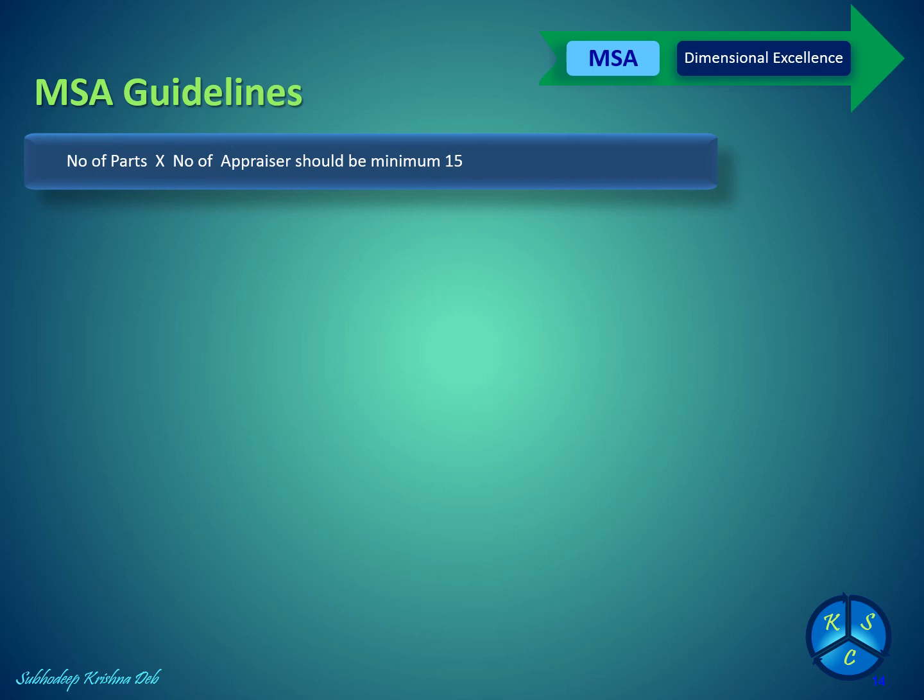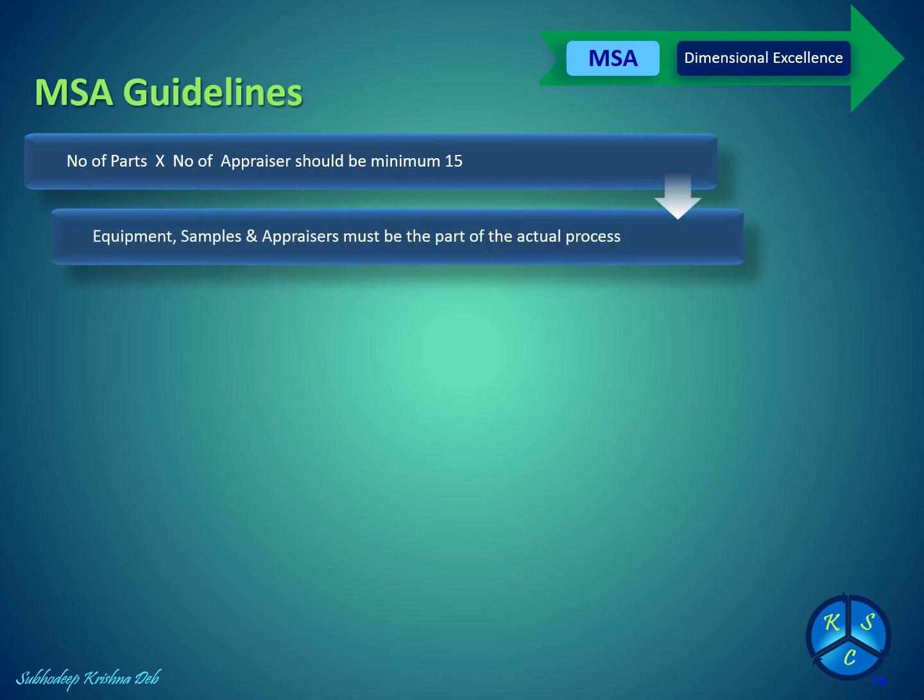So there is a guideline wherein it says the number of parts into number of appraisals should be minimum 15. In normal cases, the number of appraisals is 3 and the number of parts is 10, so its product is 30. That 30 should not reduce below 15. That is what it says.